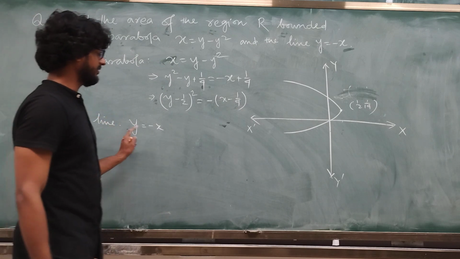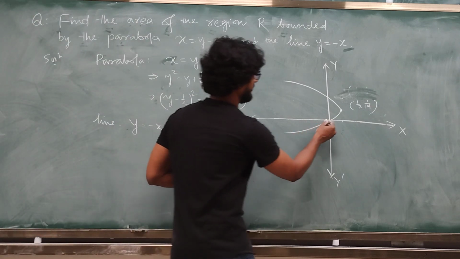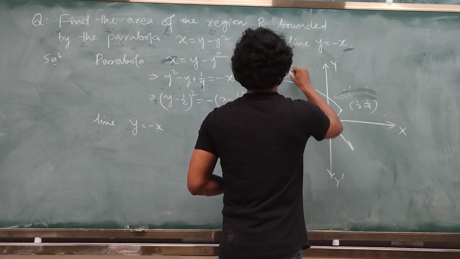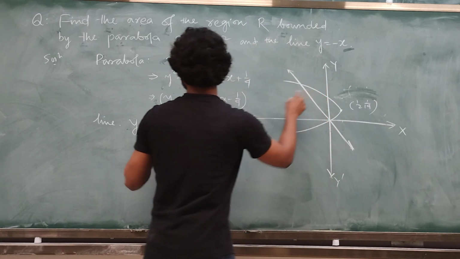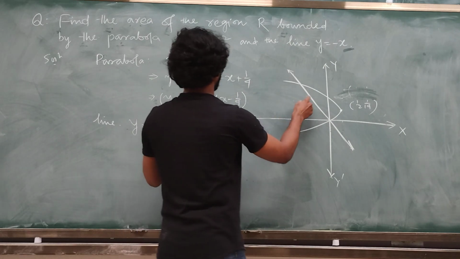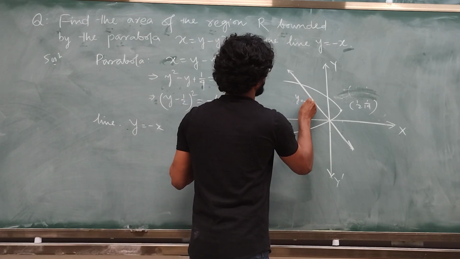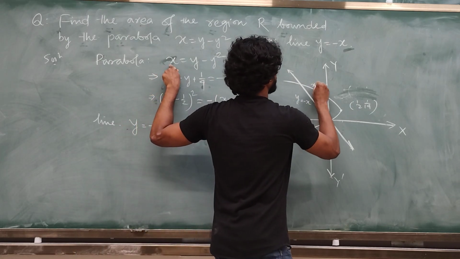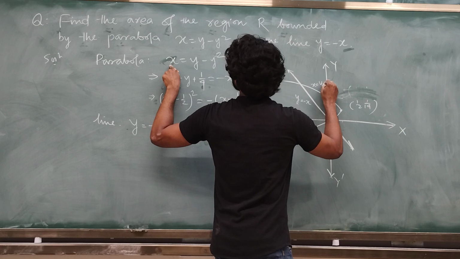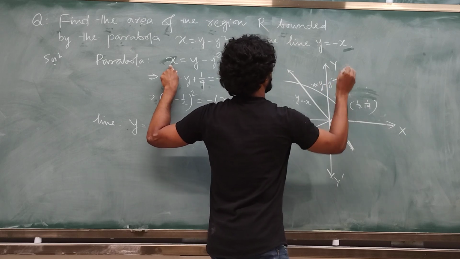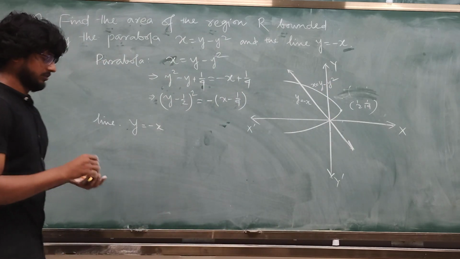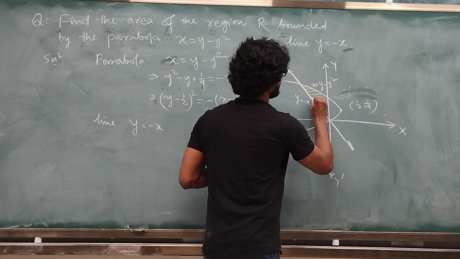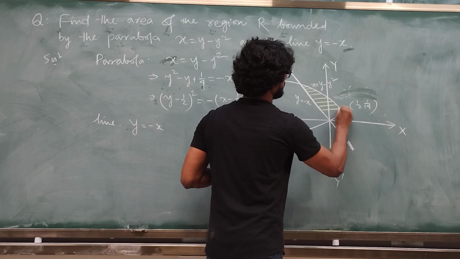So the line is y equals minus x. That means it will be like this. So this parabola is x equals y minus y squared, and this line is y equals minus x. Okay, so our region is this one, bounded by these curves.